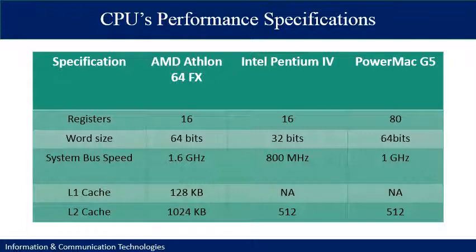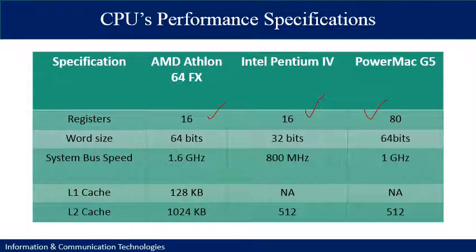So this table shows a typical comparison of the CPU performance specification for three outdated systems. It is just a comparison to show the different kinds of registers available in these processors. As you can see, the different computers have different register sizes. The first two have 16 registers, therefore the processing will not have much of a difference. However, the Power Mac G5 will have significant speed in terms of registers.